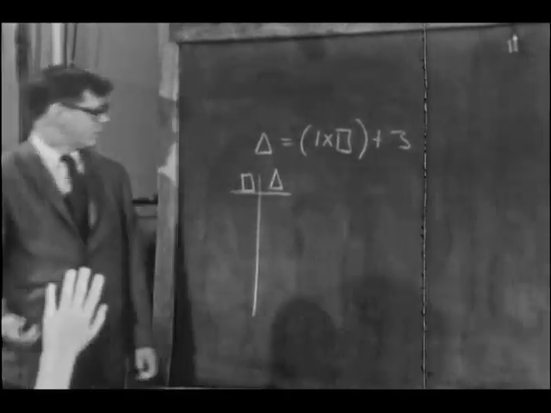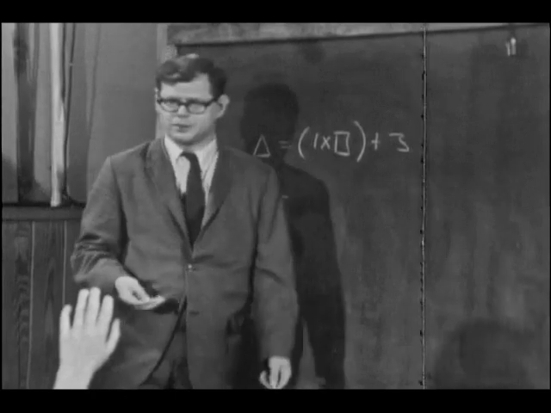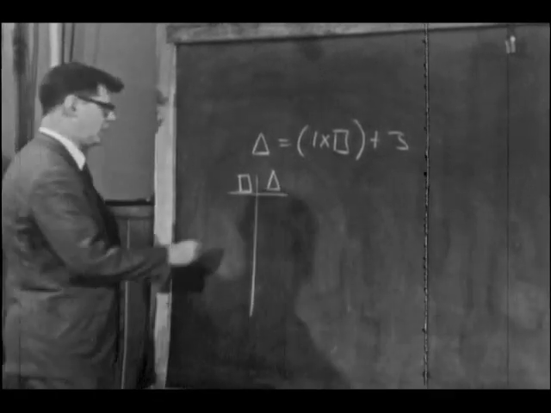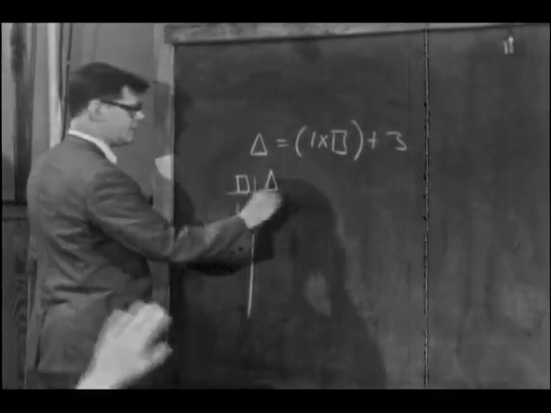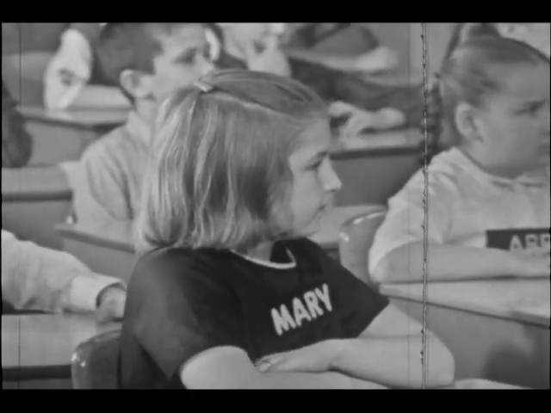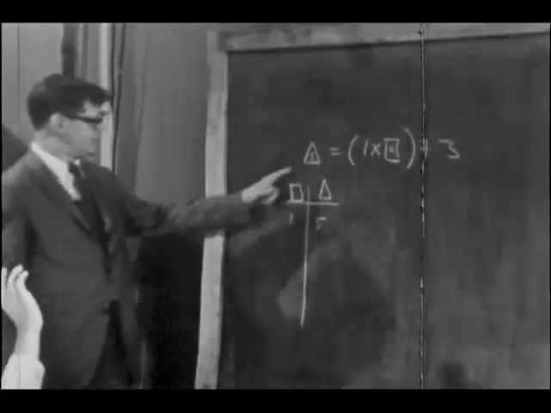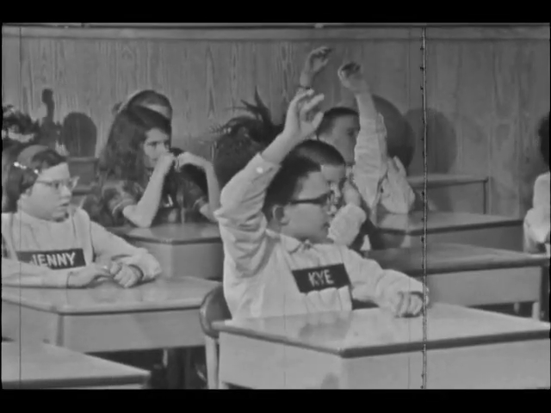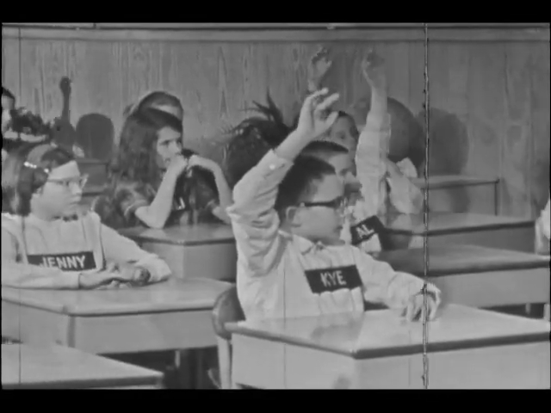Tell me a pair of numbers that would make that true, would you, Mary? 2 and 5. She says 2 and 5, and let's see if that's right. 2 in the box, 5 in the triangle. Does it work? Yes. There's 5 equals 1 times 2 plus 3. Looks like it works. Tell me another pair that works.